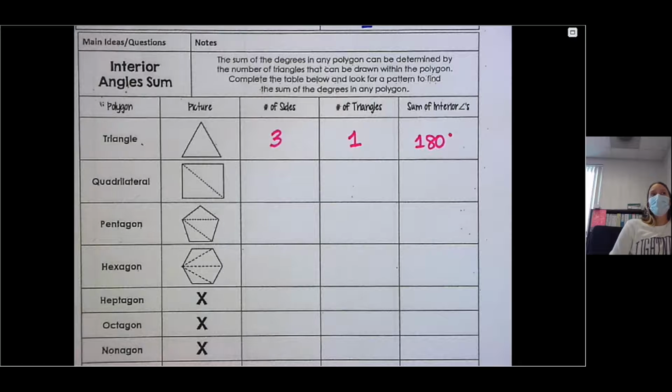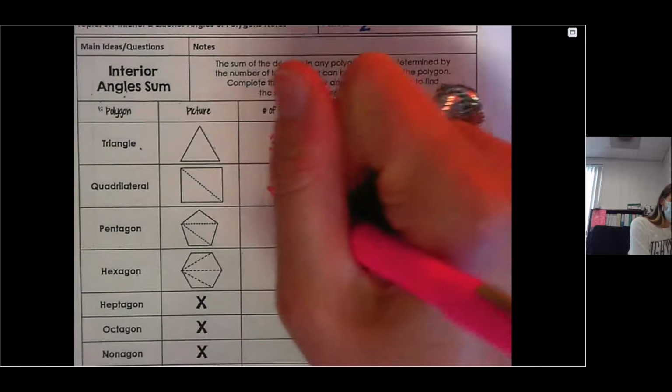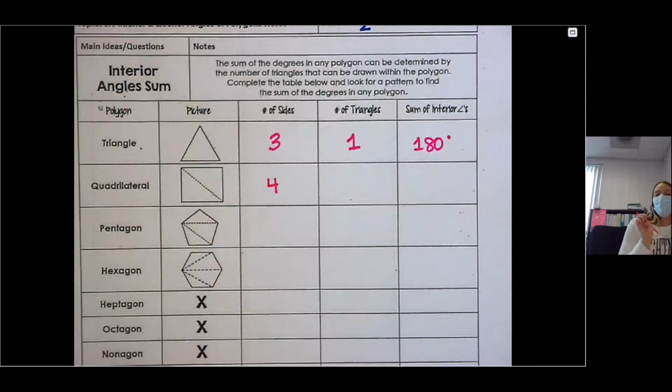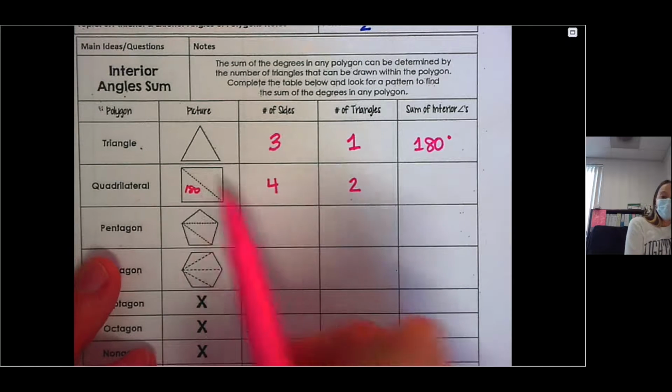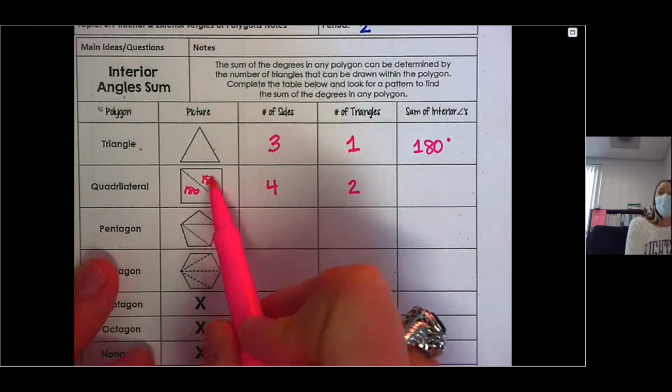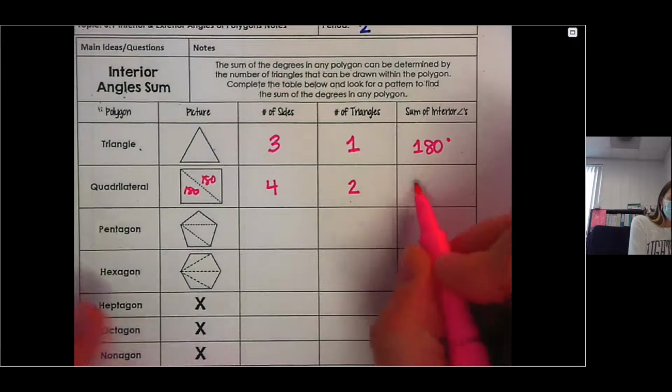Second one, quadrilateral. Everyone say quadrilateral. There we go. How many sides are in the quadrilateral? 4. Now, looking at that quadrilateral, how many triangles make up that quadrilateral? There's 2 triangles within it. Now, if you had to guess the sum of the interior angles, what would you guess it was? Why? Okay, so you've got 1 triangle here. This is 180. This triangle here is also 180. If you add those 2 together, you get 360.